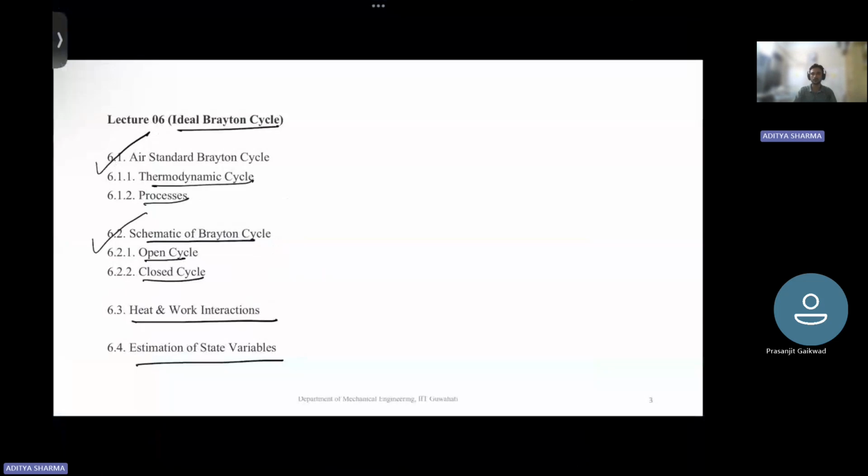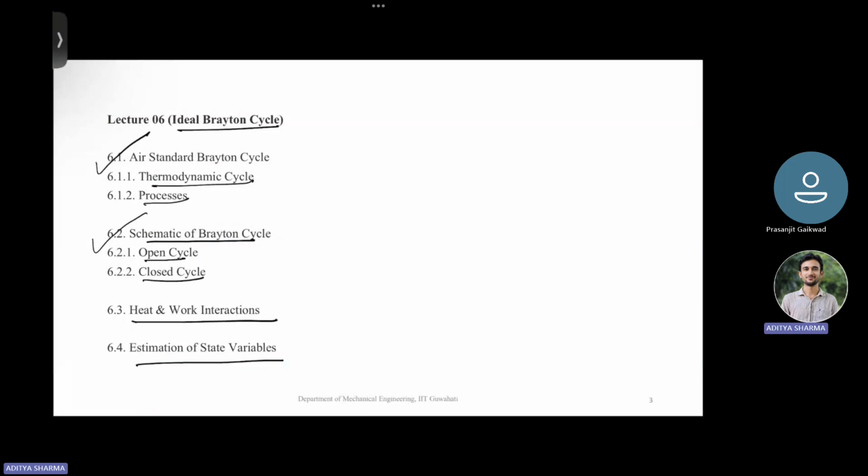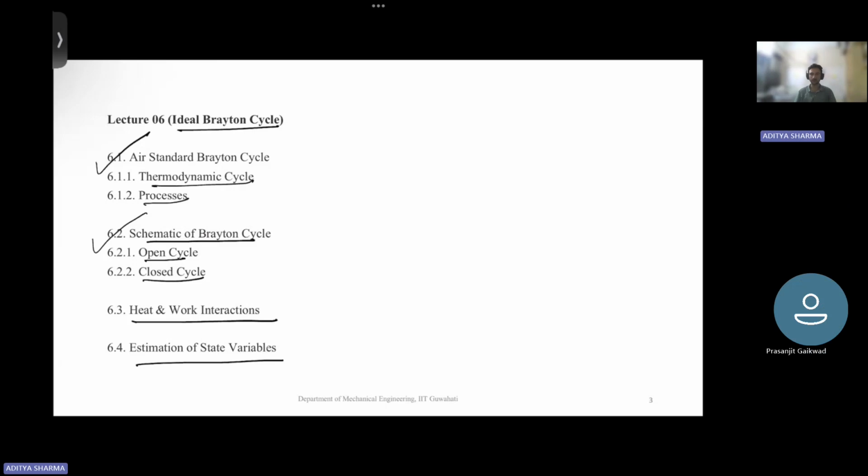So what are these? What is an open cycle and what is a closed cycle? Open cycle basically is one where the working fluid doesn't come back again and again in the same cycle. It doesn't close a loop. But in your closed cycle, the same working fluid will keep on moving, right?